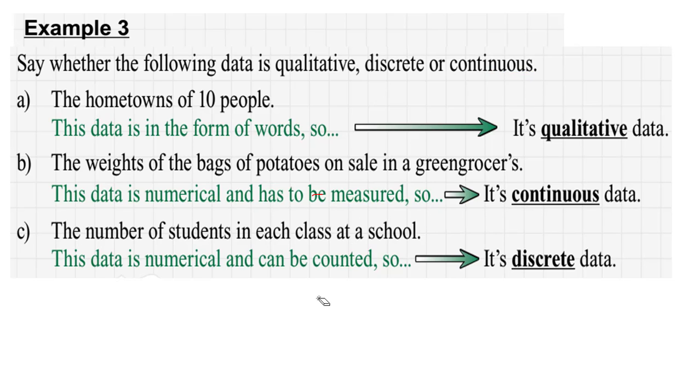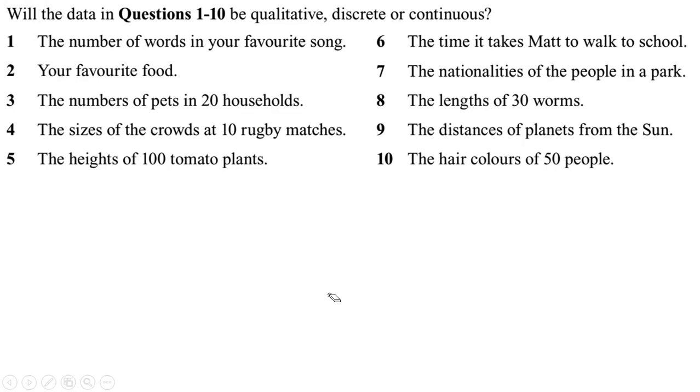Okay. Right. So then what I want you to do, if you want to just pause the video and try question 1 all the way to 10, please. So you're just describing whether they are qualitative, discrete quantitative, or continuous quantitative. So pause the video and try question 1 all the way to question 10. Right, so I hope you've tried them.